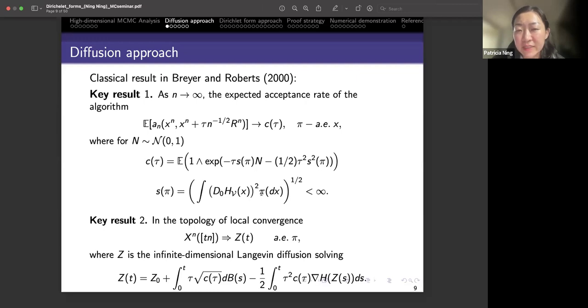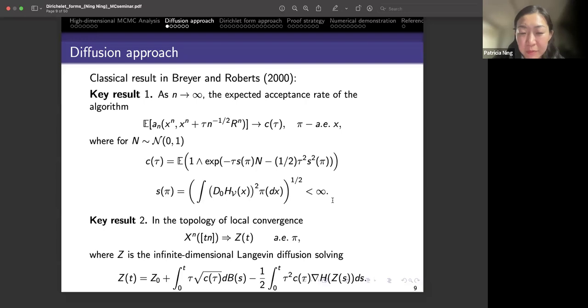Firstly, as n goes to infinity, the expected acceptance rate of the algorithm converges to C, a function of tau. Tau is this constant. Where N is a standard normal random variable, this C(tau) can be expressed this way: the expectation of one minus exponential of negative tau s times N minus one half tau squared s squared. We are going to work more on this s_pi later with a practical example.